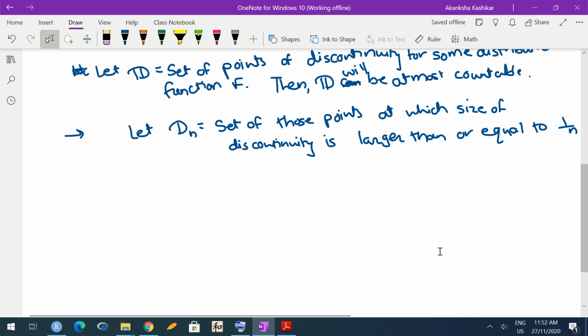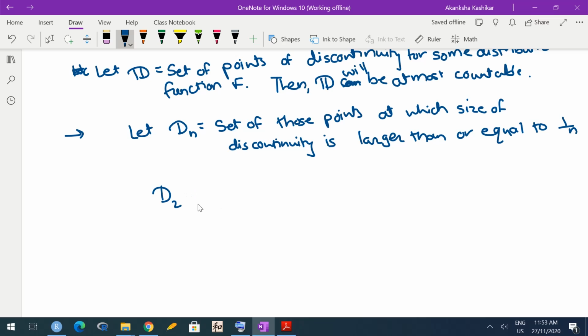Okay. Now, let D_n be the set of points for which size of discontinuity is larger than or equal to 1 by n. So of course D_1 would be the set of all those points for which size of discontinuity is 1. D_1 would be non-empty only for a degenerate distribution, because you will have a jump of size 1 at exactly 1 point. So that point would be in D_1. But for all the non-degenerate distributions, D_1 is going to be empty. Now D_2 would be the collection of those points for which size of discontinuity, or PMF, at that point is larger than or equal to half.